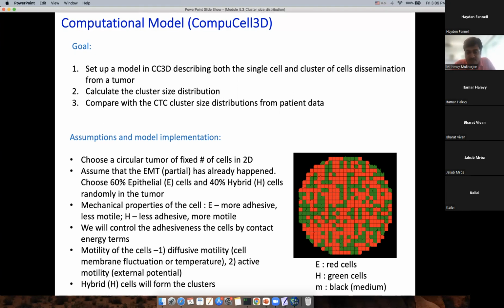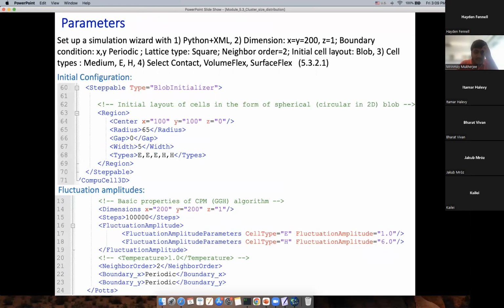So we also assume that the hybrid cells, or the green cells, will form clusters. Now we have to set up a simulation where these green cells can release from this tumor, and we will calculate the size distribution of these clusters. So now my question is, I don't know about the audience here. Do you really want to do some practice here, or should I go through the slides?